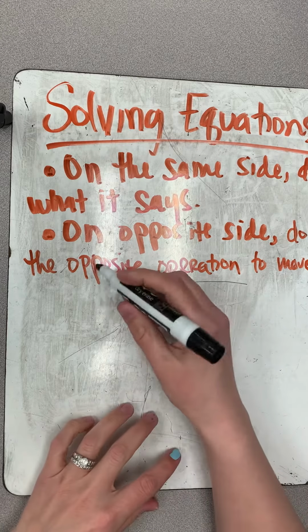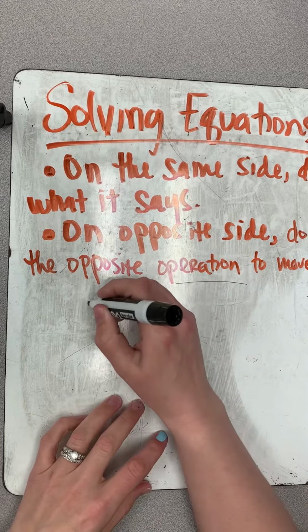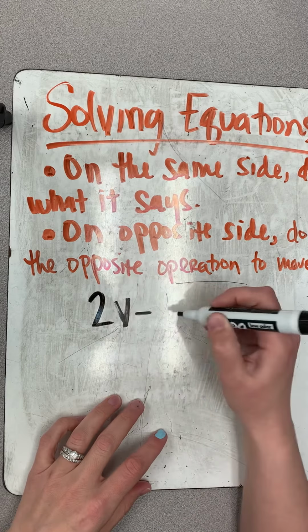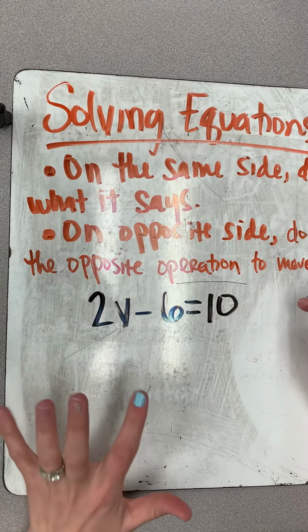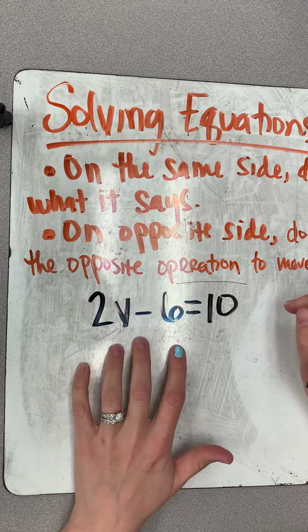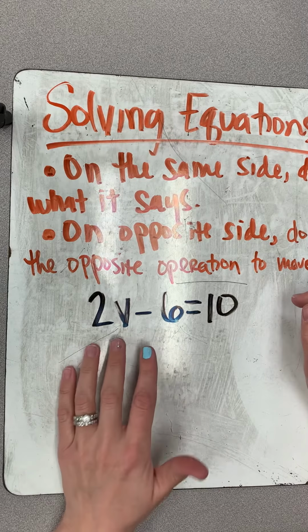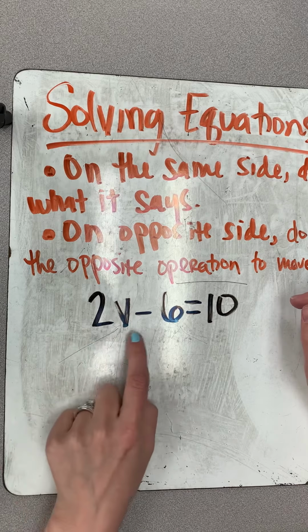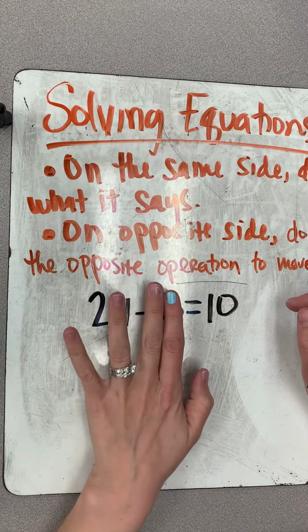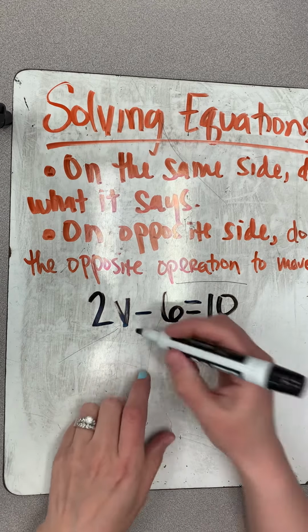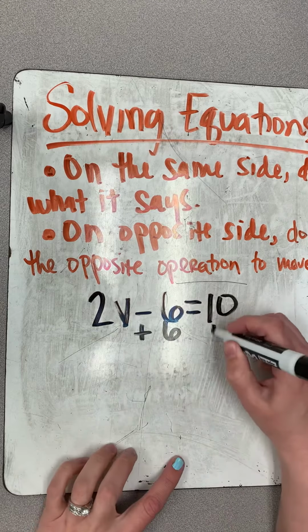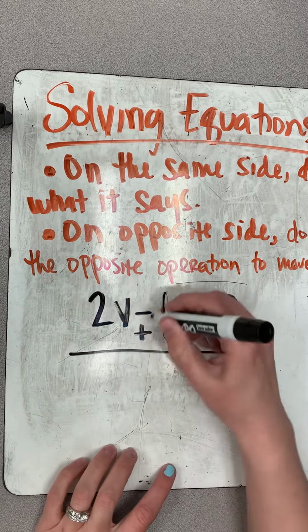So if we have an equation like 2v minus 6 equals 10, we know that this is a two-step equation, right? We have you and your best friend, and then we have the stranger. Well, we got to get rid of the stranger first. So how do we get rid of a minus 6? We do the opposite, and we would add 6. So we would add 6 over here.